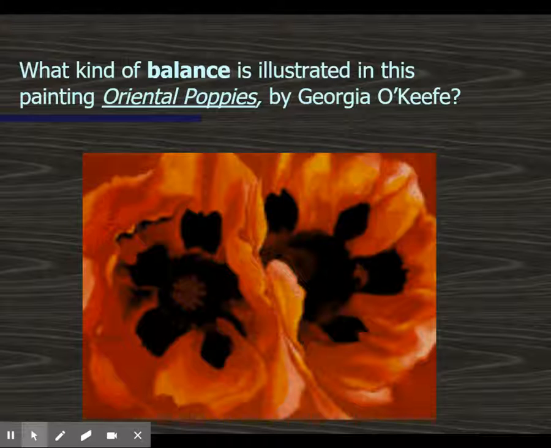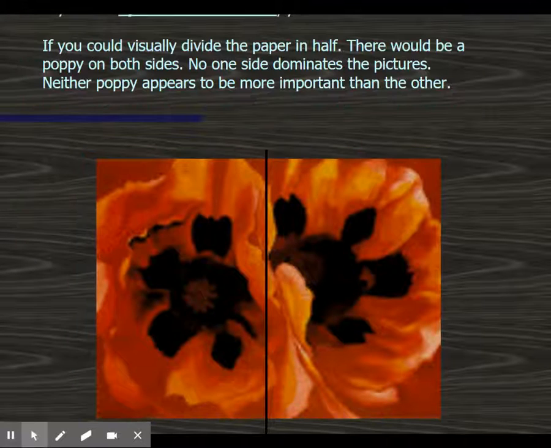So this type of balance here is going to be what type? We divide it in half, and we can see that both sides look pretty much the same. Now, again, it is a slight difference, but I would put this into the area of symmetrical balance.